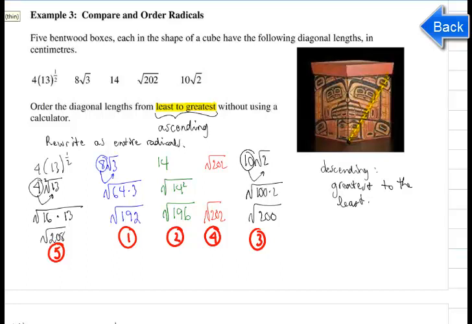So when you write your answer, you always write using the original numbers, so the ones that are up here. Our smallest one is 8 root 3, so we write that first, and then we write that it is less than our next number, which is 14, which is less than our next number, 10 root 2, which is less than the square root of 202, and that is less than our last number, which is 4 times 13 to the 1/2 power. And so we are now finished.